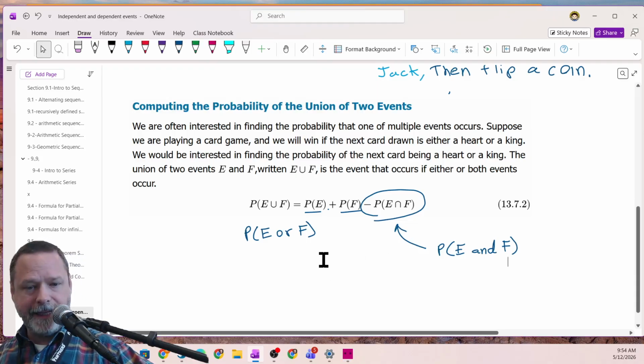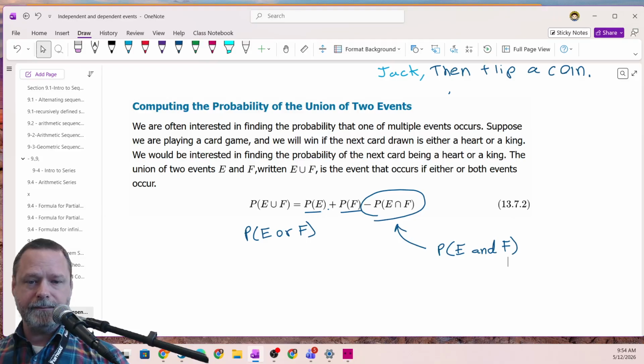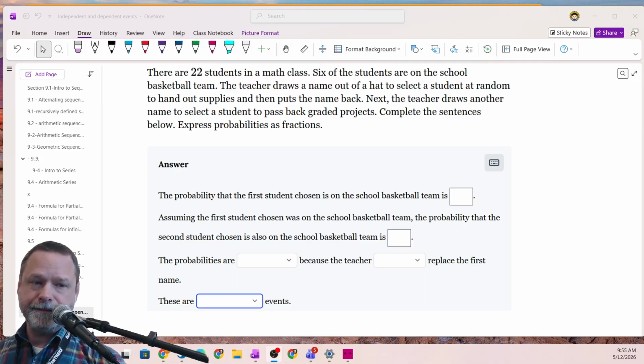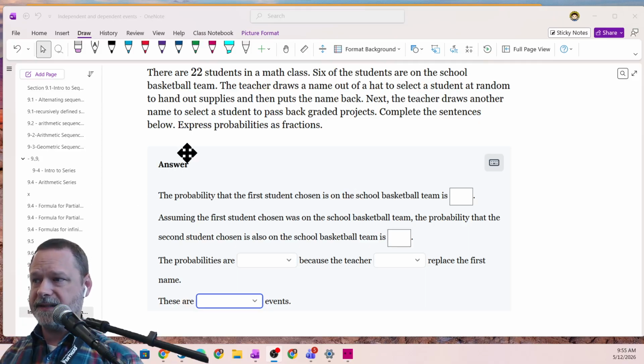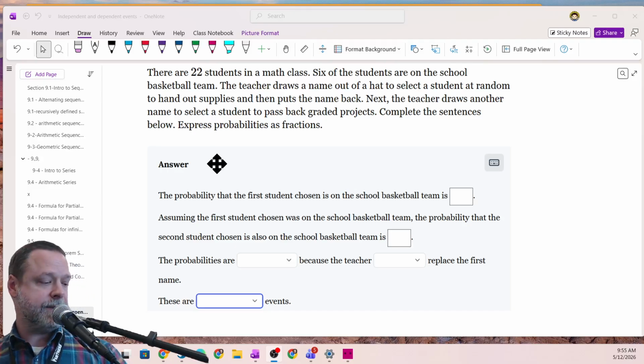Now let's go ahead and do an example. I have an example problem here. Let's take a look at it. All right, here we go. There are 22 students in a math class. 6 of the students are on the school basketball team. The teacher draws a name out of a hat to select a student at random to hand out supplies and then puts the name back. Next, the teacher draws another name to select a student to pass back graded projects. Complete the sentences below. Express probabilities as fractions.